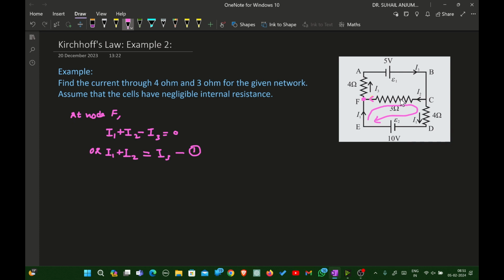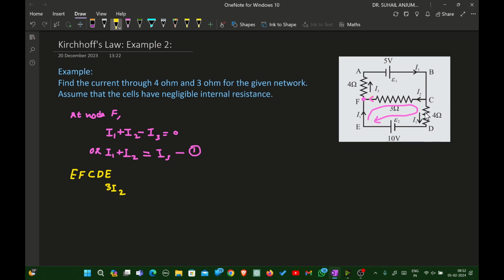In that situation, we have to consider the voltage drop across that particular resistance as positive. If they are parallel, then we have to consider it as negative. So here I will write this: 3 multiplied by I2, with positive sign because current is flowing in this direction and the loop is traced like this. So for E, F, then C, D, E, for this particular loop, we have 3 times I2.